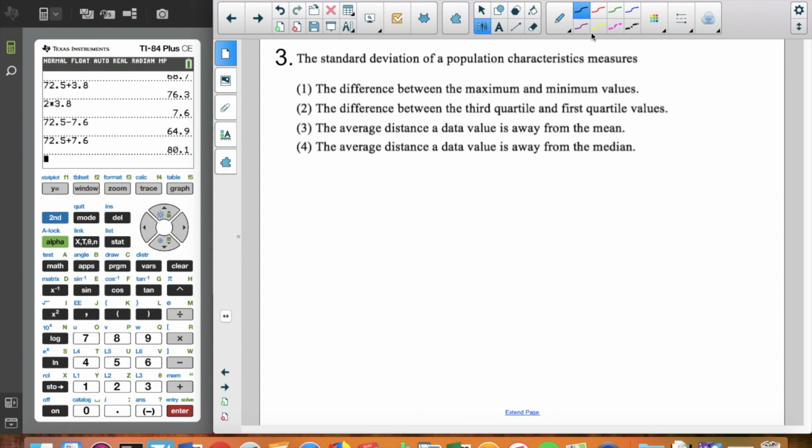Okay, so let's do one more. It says the standard deviation of a population characteristic measures. The difference between the maximum and minimum values? Absolutely not. The difference between the third quartile and the first quartile? Absolutely not. The average distance the data is away from the mean? Okay. The average distance the data value is away from the median? Absolutely not. We don't use the median here. Number 3 is the distance away from the mean.